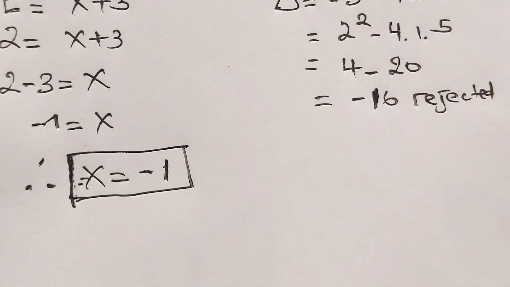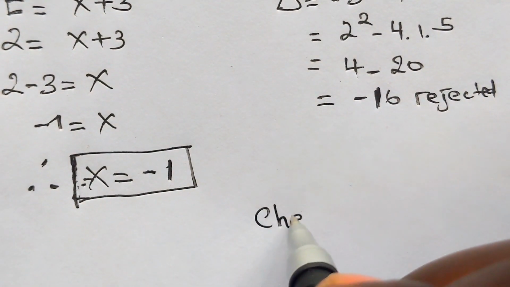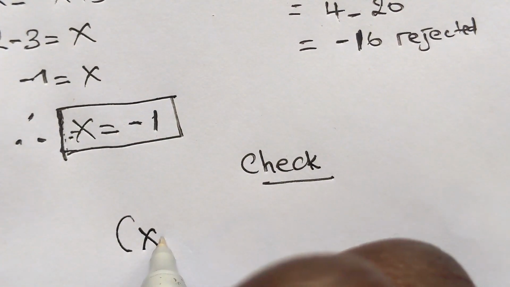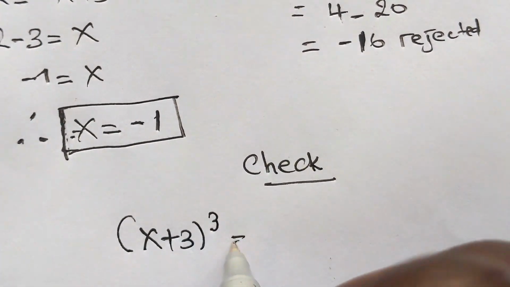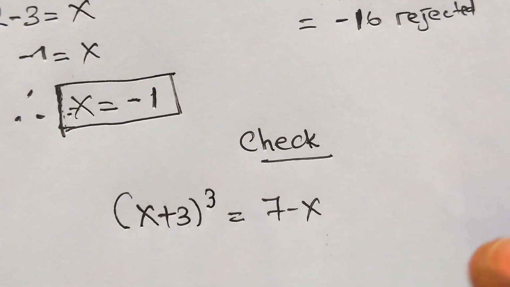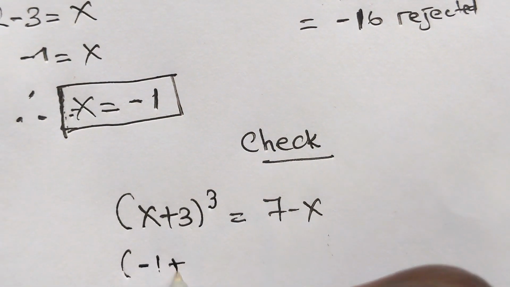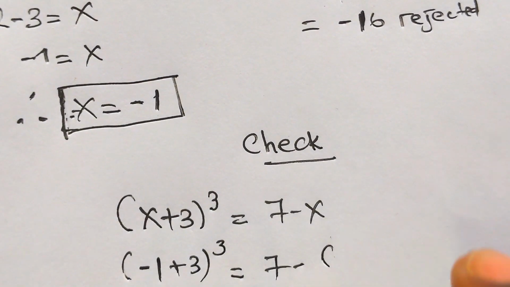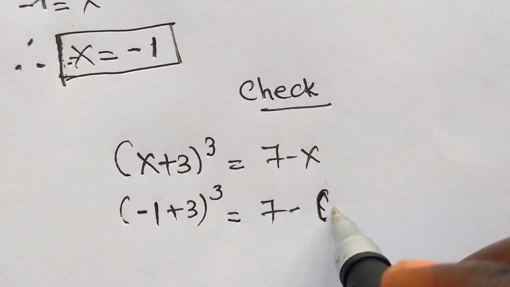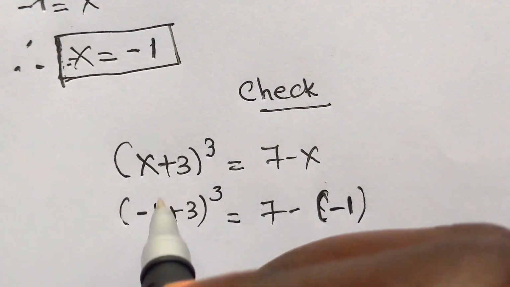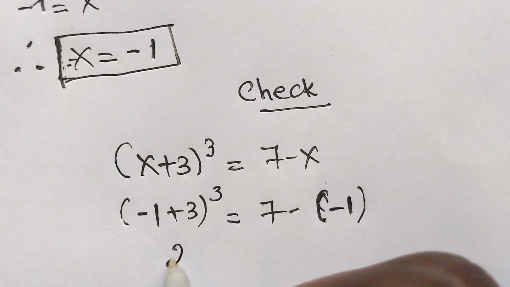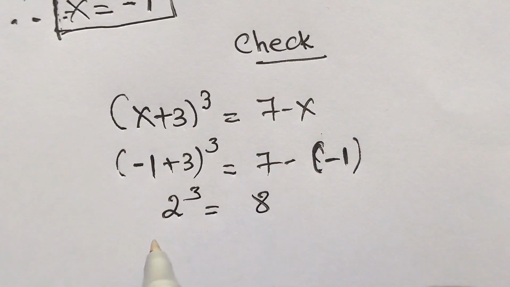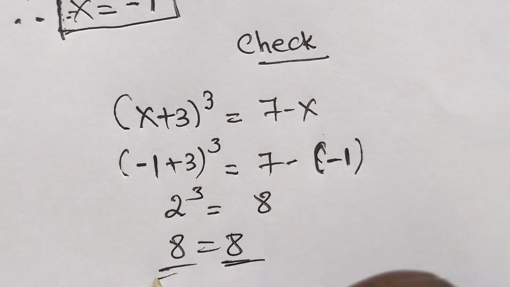Then this is our solution, and here we can check if our answer is correct, because I've given x plus 3 to the power 3 equals 7 minus x, and this will be negative 1 plus 3 to the power 3, which is equal to 7 minus negative 1. And this will be 2 to the power 3, which is equal to 8, and of course 8 equals 8.